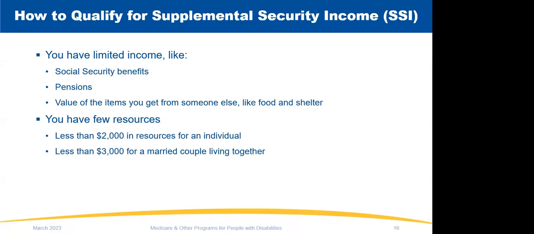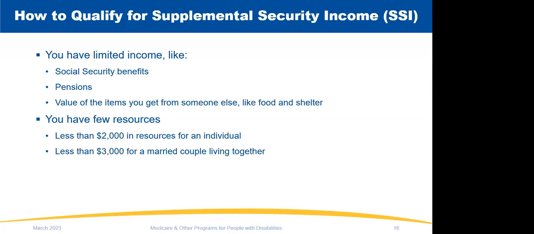So the things that we would exclude are going to be the property that you live in. So if you own a property that you're residing in and you own another property, we're going to count the value of that other property towards that $2,000. If you own more than one vehicle, we will exclude one vehicle, but we're going to count the value of any other vehicles towards that resource limit.